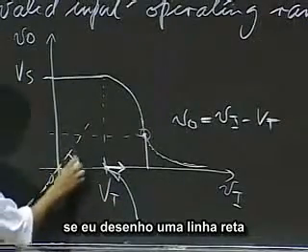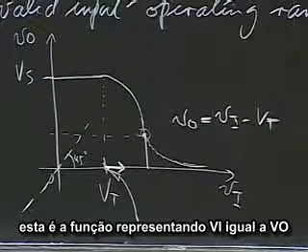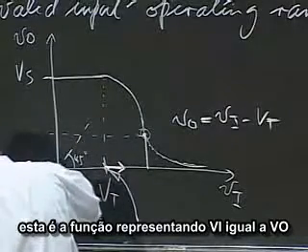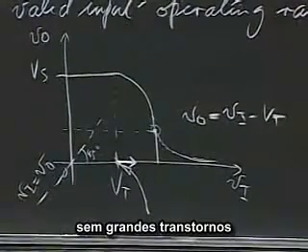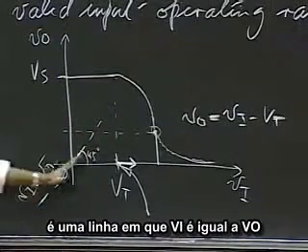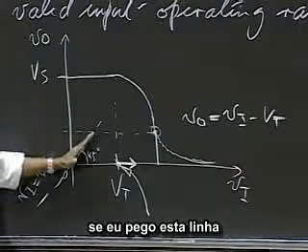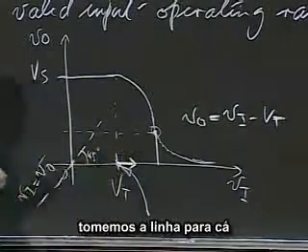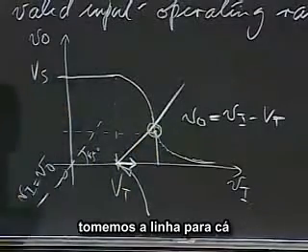So if I draw a straight line at 45 degrees, then that's a curve representing Vi equals V naught. We all know that. No big shakes. So a line at 45 degrees here is the line at which Vi equals V naught. Okay? And if I take that line now, the Vi equals V naught line, and I begin translating it to the right. Okay, so let's take a line here. Let's take a line there.